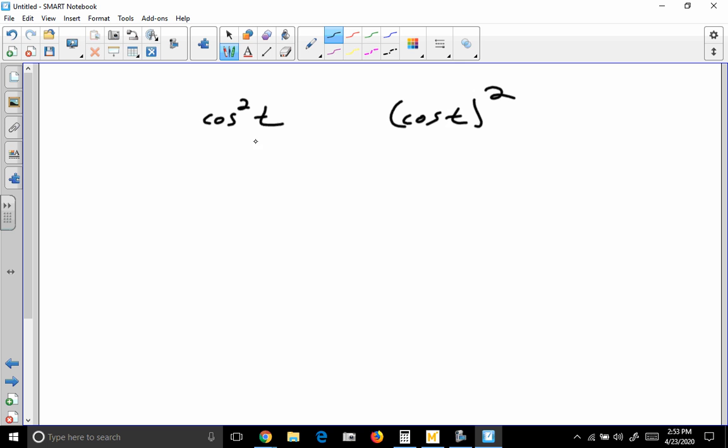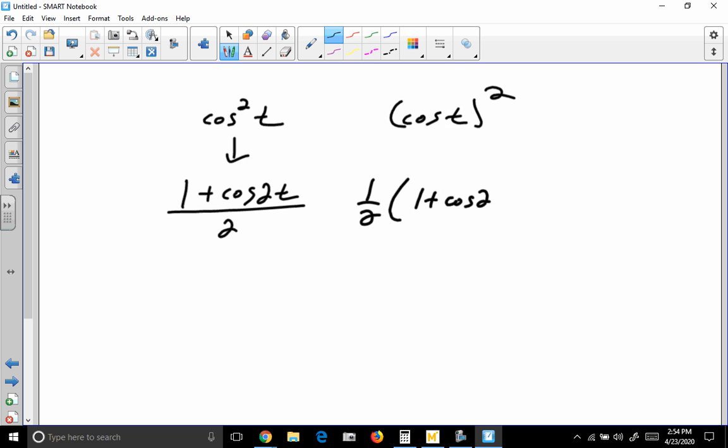So what we need to do is we need to use an identity here. And there's a power reducing identity that's where if we have sine squared or cosine squared, we can reduce that to sine or cosine to the first. And for cosine, it's this. It's 1 plus cosine of twice the angle over 2, or we could call that 1/2 times 1 plus cosine 2t.